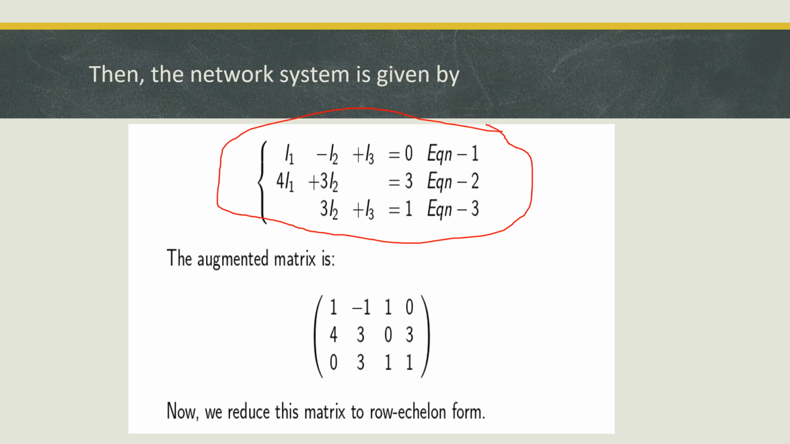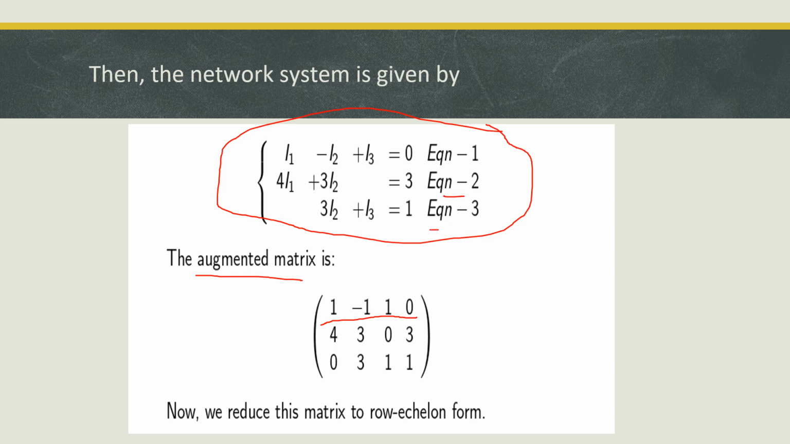The next step that we're gonna do is to get the augmented matrix. When we say augmented matrix, we only get the coefficients. This is the coefficient of the equation 1: I sub 1 has a coefficient of 1, negative I sub 2 is negative 1, and I sub 3 is 1, and the equal value of the equation 1 is 0. We write 0. Likewise for the equation 2 and equation 3.